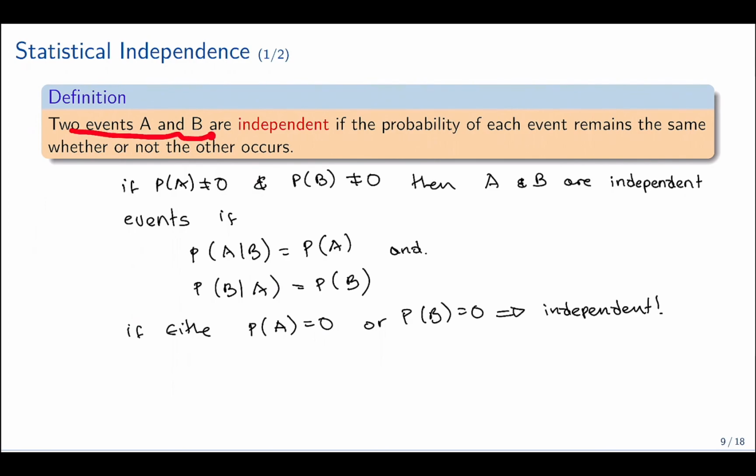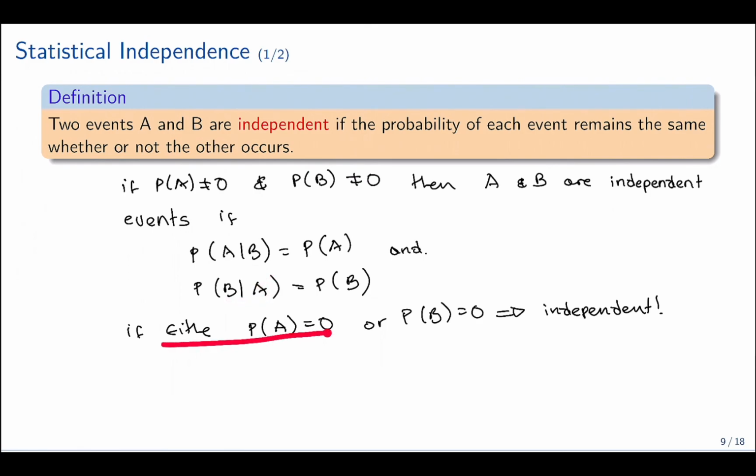Two events, A and B, are independent if the probability of each event remains the same whether or not the other occurs. If the probability of A is different from 0 and the probability of B is different from 0, then A and B are independent events if the probability of A given B is equal to the probability of A. So that means there is no condition on B. And also the probability of B given A is equal to the probability of B. So for the conditional probability, A doesn't really matter.